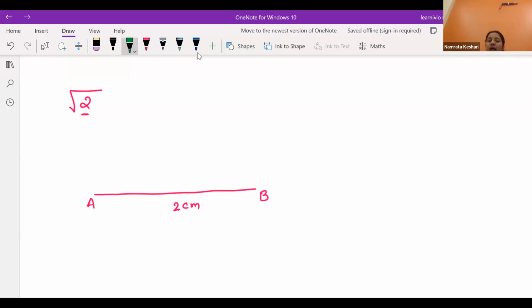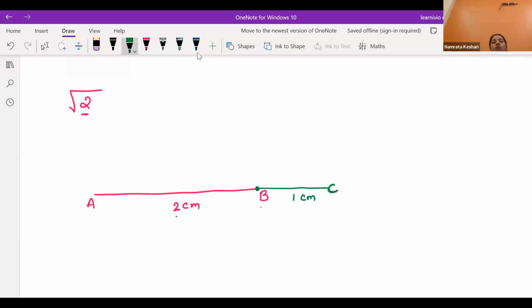First, you will be drawing a line segment AB of 2 centimeter. Then you will stretch from B 1 centimeter till C. Okay. Now you want to find the midpoint of AC. Okay. You want to find the midpoint of AC now.